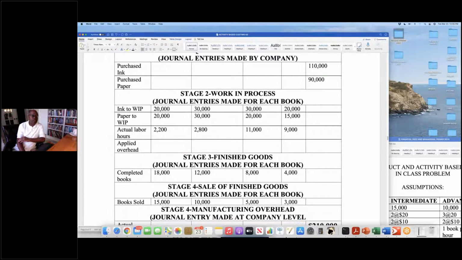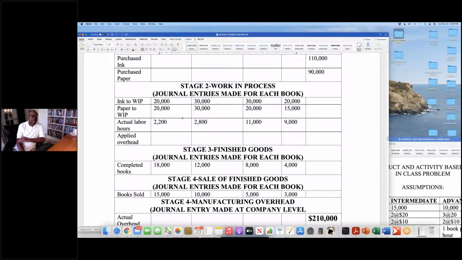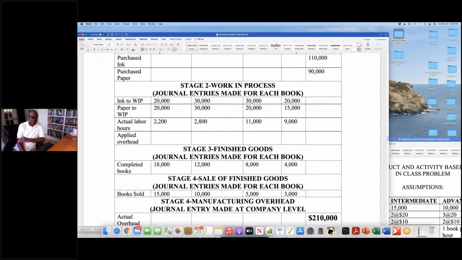So principles, you bought 110,000 ink cartridges, you used 20,000 of them. They bought 90,000 reams of paper, you used 20,000 of that. Your actual labor hours were 22. So each looking at this information and making the journal entries and posting it to the ledger.